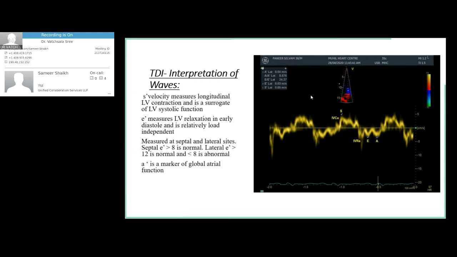And I'm sure you all know about the normal values. We already said that any septal E dash more than 8 is normal, and any lateral E dash more than 12 is normal. Any lateral E dash less than 10 is abnormal, and any septal E dash less than 8 is abnormal. I'm not going to talk about the S dash because this is a predominantly diastolic dysfunction talk, so let's not confuse ourselves about the S dash. But I did mention that the S dash is a surrogate for LV systolic function.